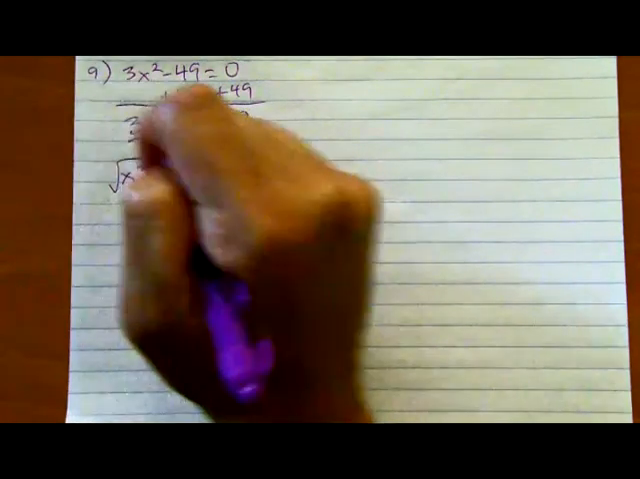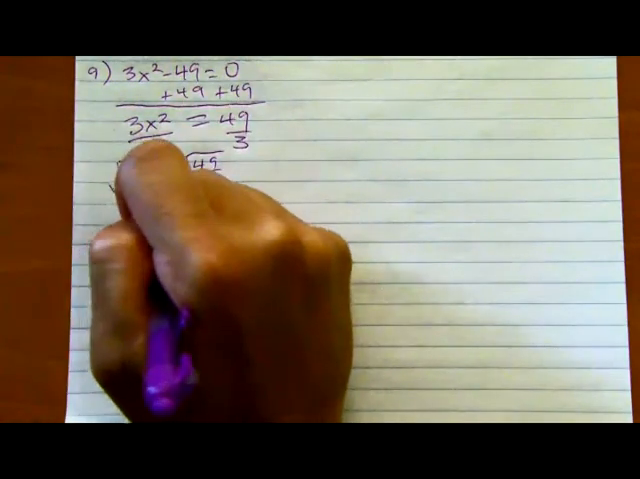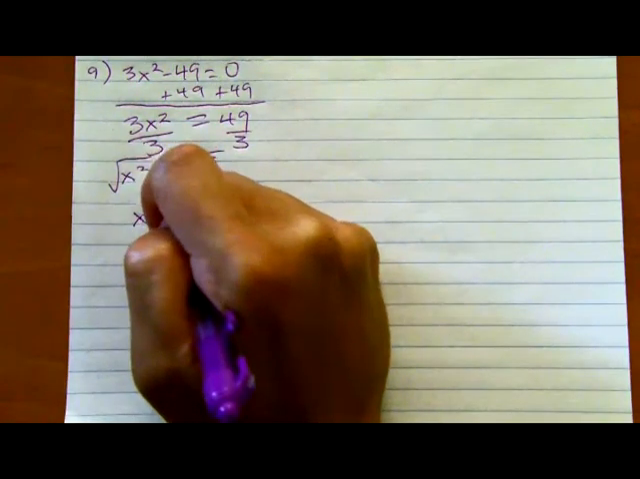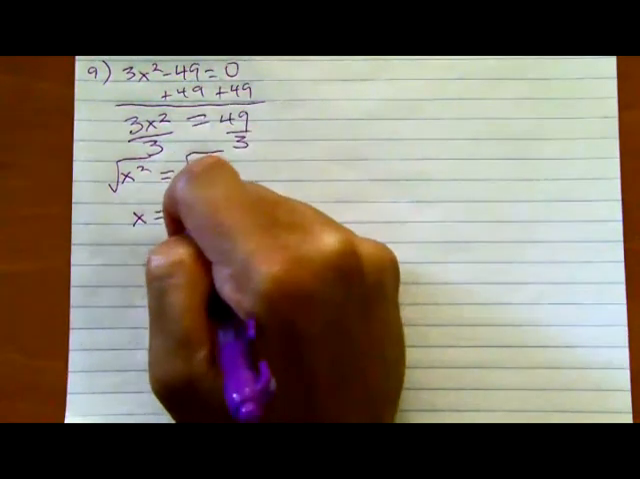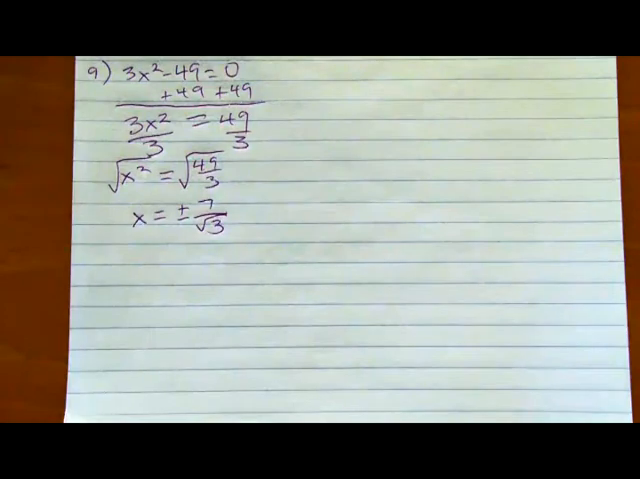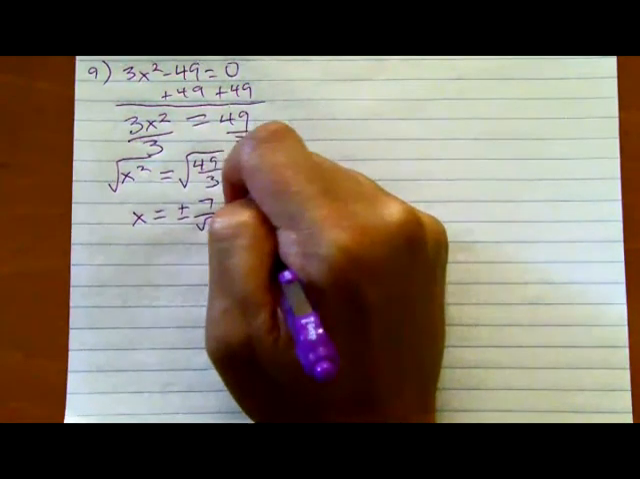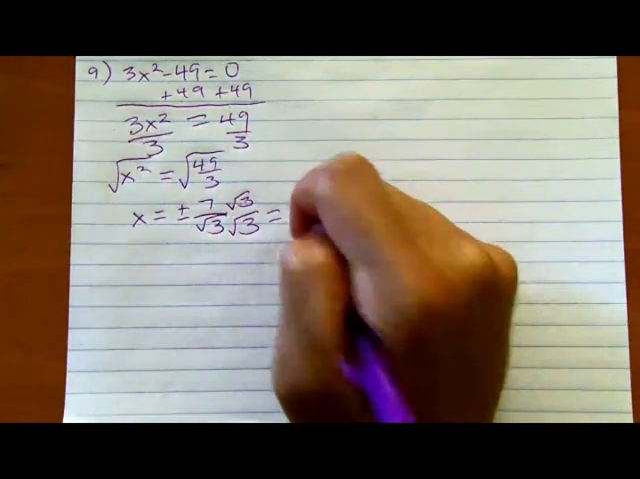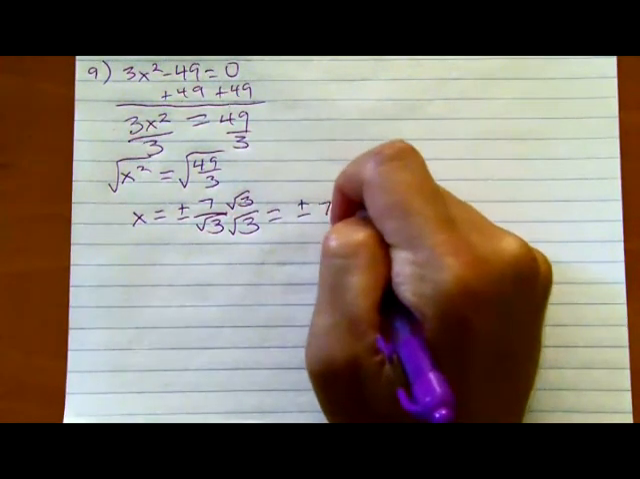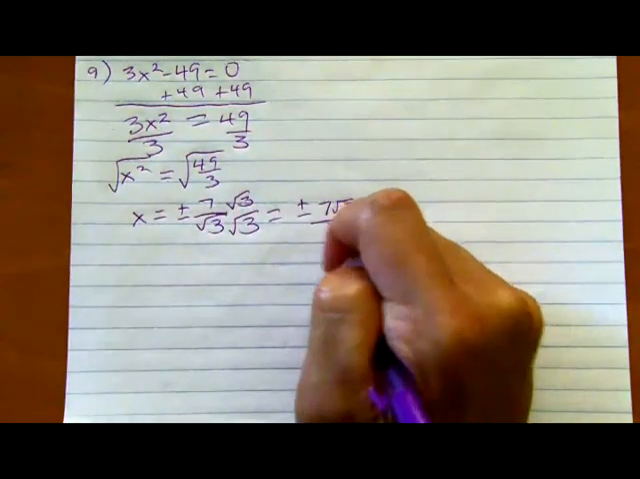I'm going to use the square root method. Square root both sides. x equals positive and negative. I can square root the 49, that's 7. I can't square root the 3. We need to rationalize the denominator. Last step. So that'll give us positive and negative 7 radical 3 over, this is 9, so the square root of 9 is 3.